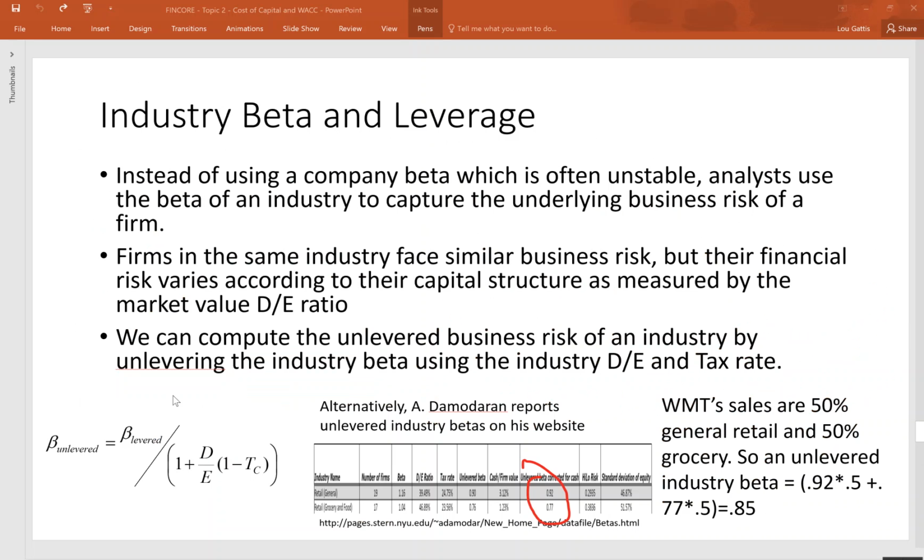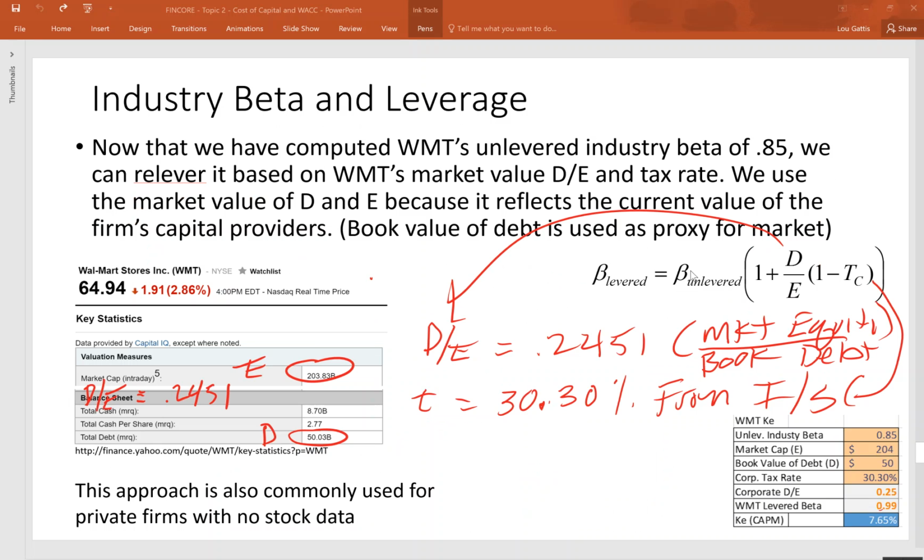Now, what I'm going to do is use that same formula here. So if I'm going to solve for the levered beta, that's what this is. And what I'm going to do is take that unlevered 0.85 beta and lever it by multiplying times 1 plus the after-tax D/E ratio. And that'll give me Walmart's beta if they have the same risk as their industry but have their specific financial risk using their D/E ratio. So I collected some data here. Walmart's market cap is $204 billion. They have $50 billion of debt. That'll give me a D/E ratio. And I also looked up their tax rate. Last year they paid 30.3% in corporate taxes.